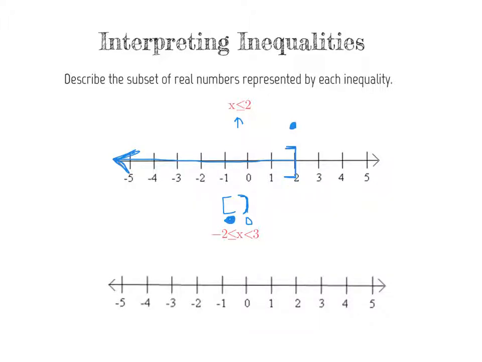So we'll have a bracket at -2, a parenthesis at 3, and here we have, since the x is between those values, our x is going to be bound in between them on the number line as well. So we want all of the numbers between -2 and 3, including -2.